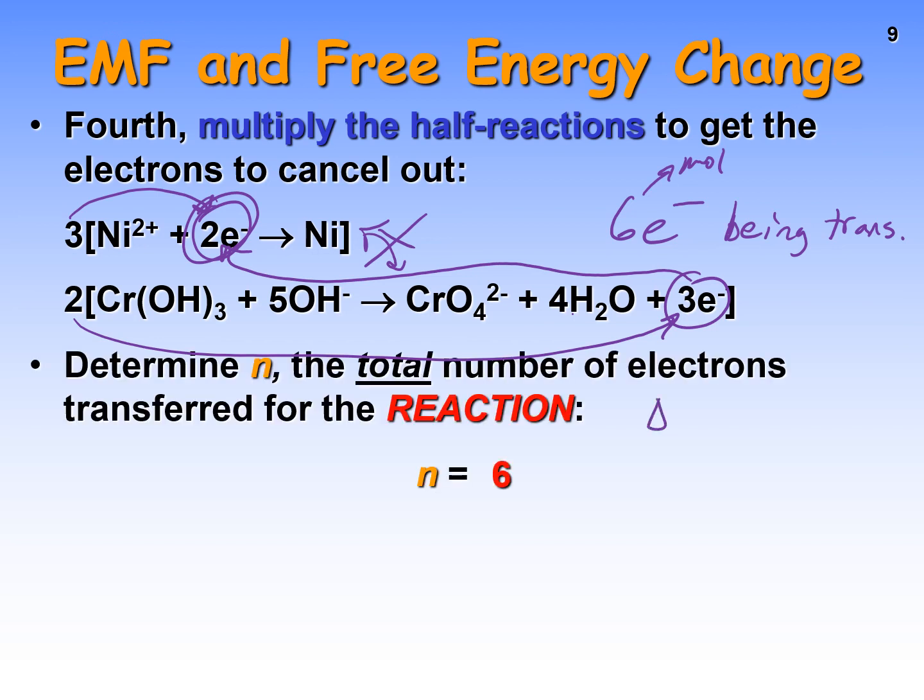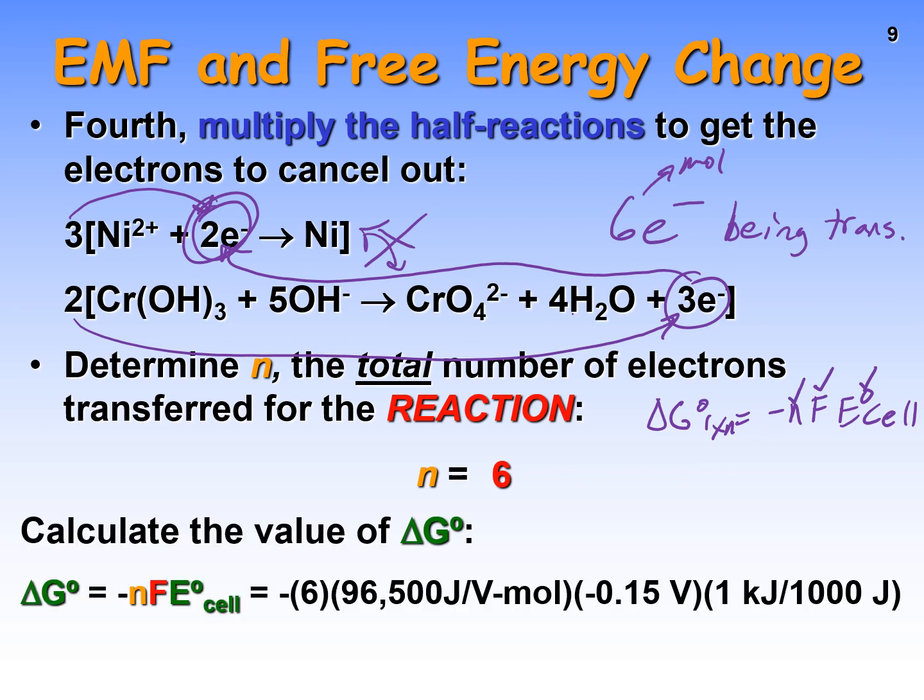Now I have my equation, right? Delta G naught of my reaction is equal to negative nF E naught cell. Now we calculated E naught cell on the last slide. Faraday's constant is a constant. n is 6. We can solve.